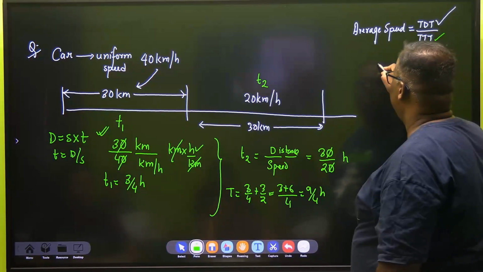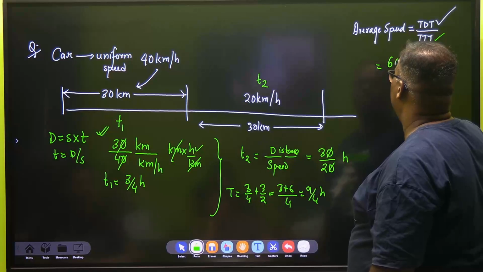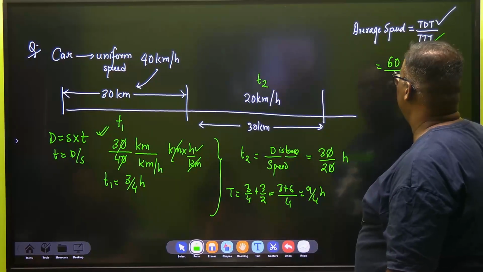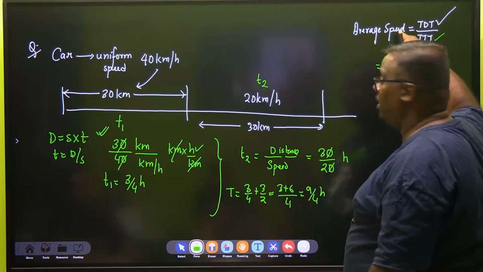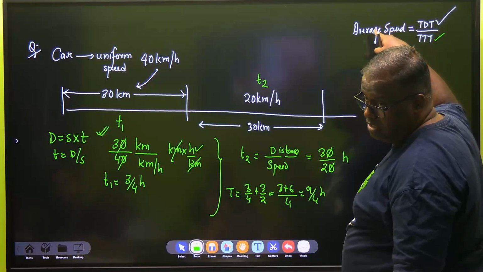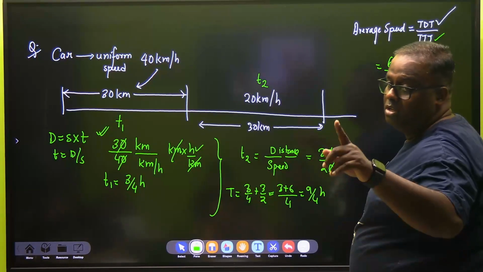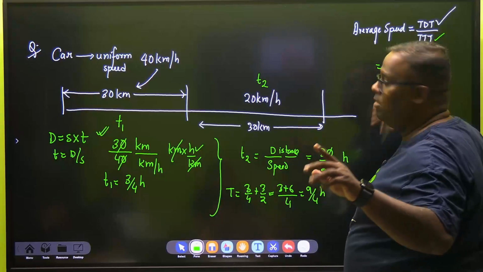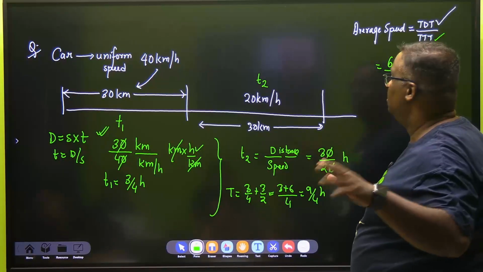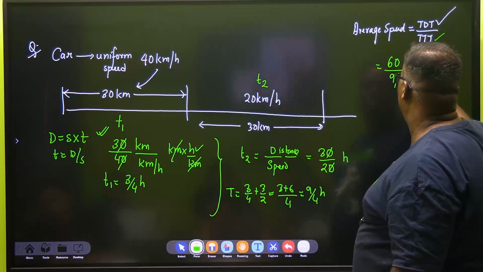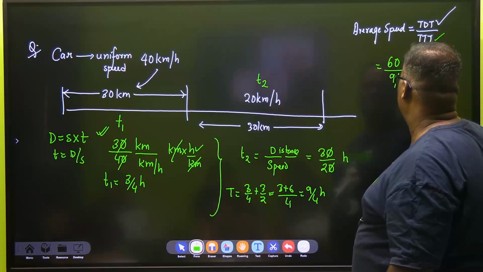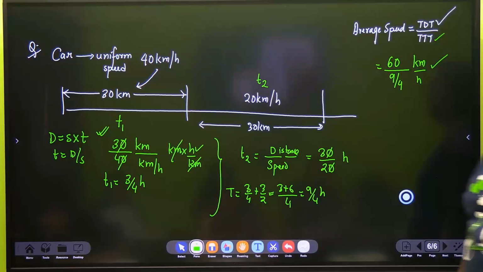What is the total distance traveled? 60, divided by total time taken. What is the total time? Divided by 9 by 4. Now let us see. What are you trying to find out? Speed. What is the unit of speed? Meter per second, but in this problem we'll get it in kilometer per hour. So let's check whether we are correct or not. This is total distance, that is kilometer. This is hour. Yes, it's coming right. We are getting kilometer per hour.